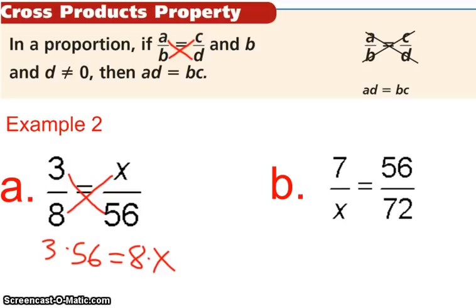When you're done with that, with letter B, do the cross product on this as well. You're going to have your 7 times your 72 and your x times 56. Again, it'll look like this. 7 times 72 equals x times 56. Go ahead and multiply and solve for your x.